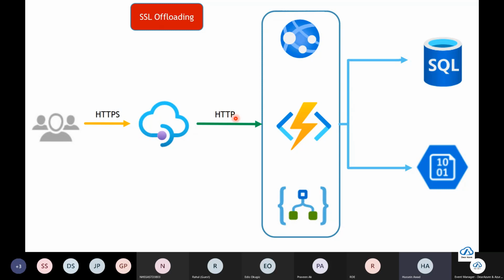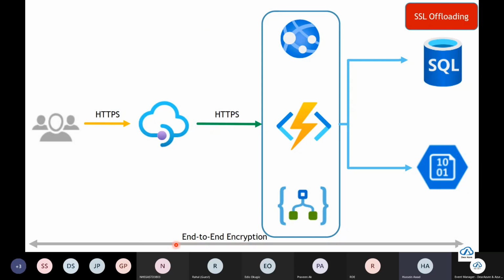In some situations, you can do this. However, in some requirements, you might have to do end-to-end encryption, which restricts you to have encryption between the user and the database. So all of these communications should be encrypted using HTTPS. At that point, you shouldn't do the SSL offloading at the API management. Instead, you need to do it at the SQL level, or at the database level.